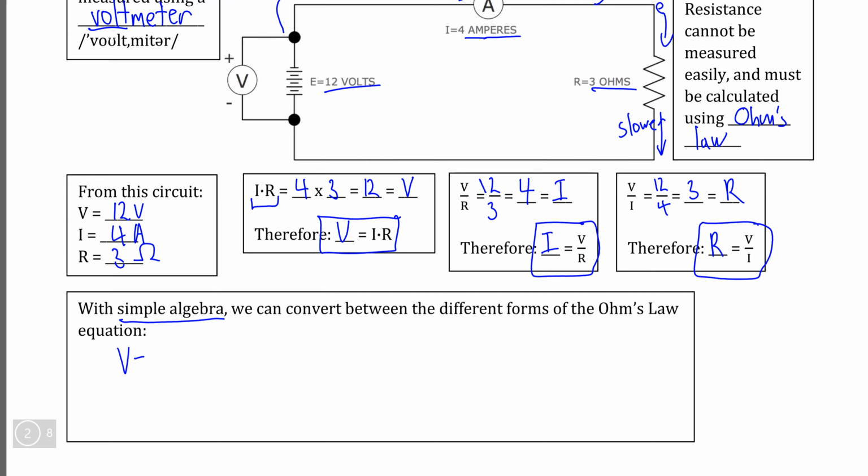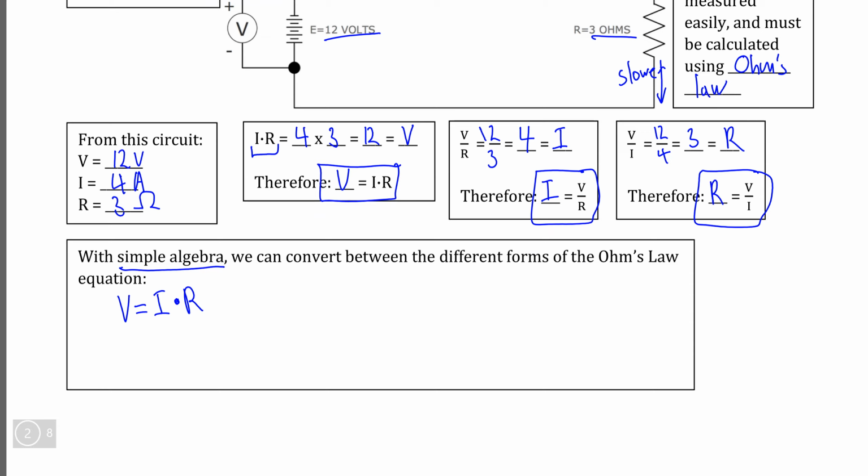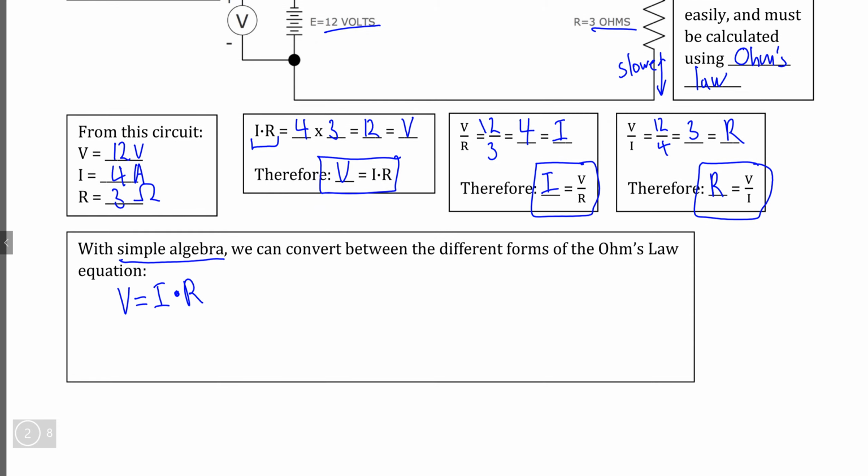So for example, if we start out with the most commonly used form of the equation, voltage is equal to current times resistance, we can actually convert this formula using simple algebra into the other 2 forms. So let's say, for example, we wanted to convert this from the voltage form and find what the current form of this equation is?